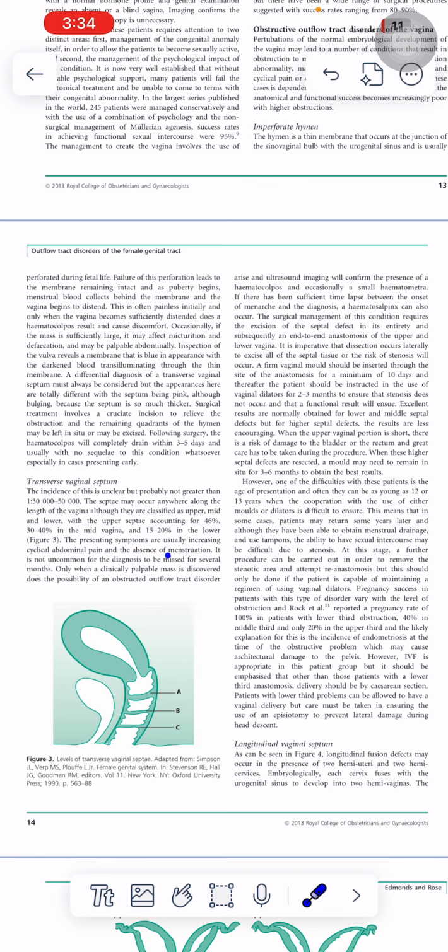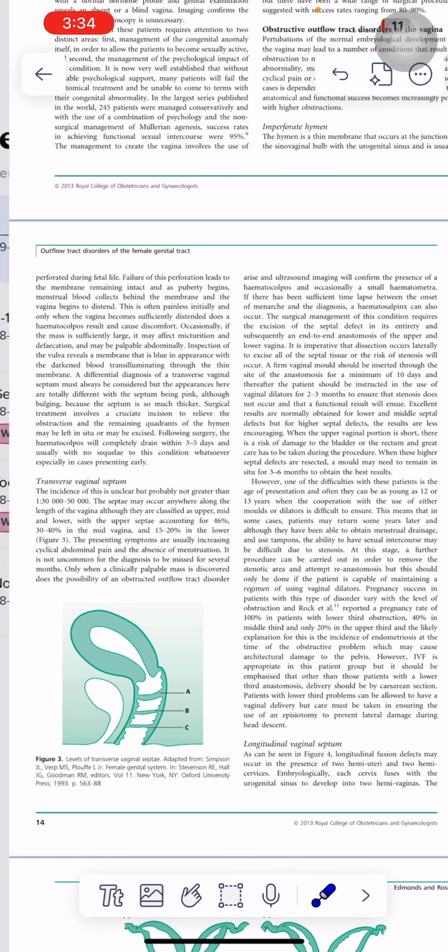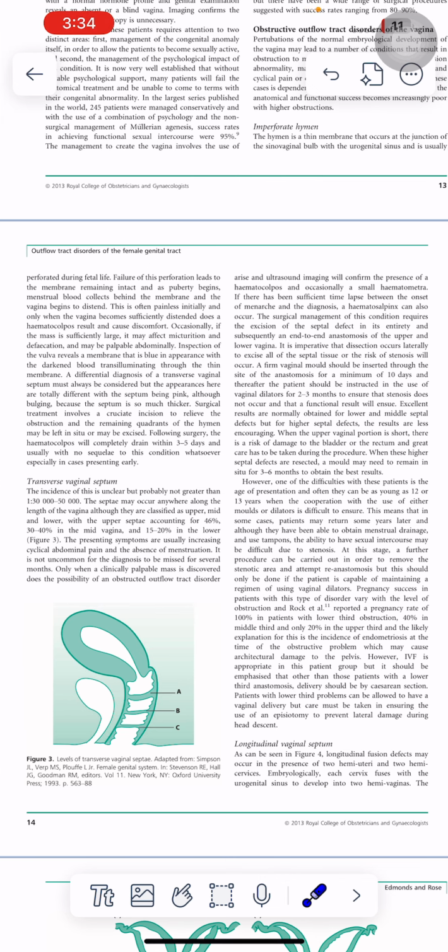The presenting symptoms are usually increasing cyclical abdominal pain and absence of menstruation. It is uncommon, and the diagnosis can be missed for several months. Ultrasound imaging will confirm the presence of hematocolpos, and occasionally a small hematometra. If there has been sufficient time lapse between onset of menarche and diagnosis, hematosalpinx can also occur. Surgical management depends upon excision of the septal defect in its entirety and subsequent end-to-end anastomosis of the upper and lower vagina.